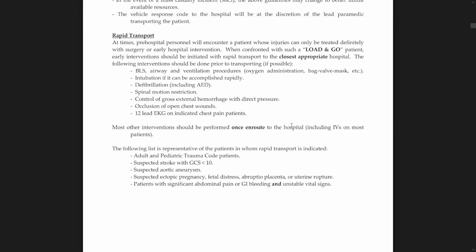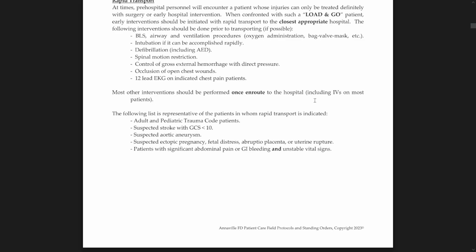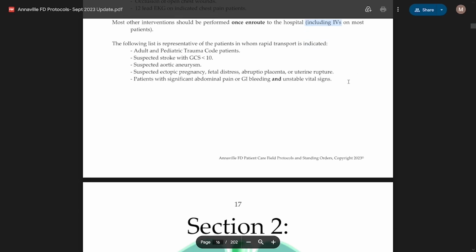Here it talks about interventions going to the hospital. If it's a code 3 call, one of the big things is we want to establish an IV while we're heading to the hospital. We don't want to do that on scene. Although personally, I kind of still like to gather it on scene. It's just how our protocols go though.